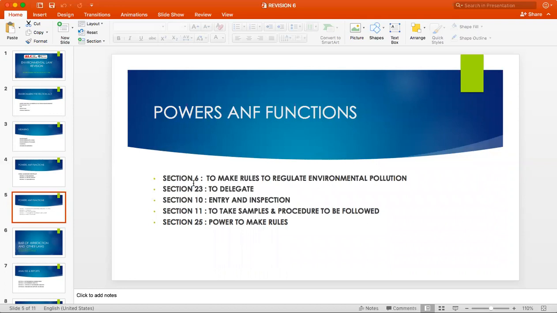We have seen how, under Section 6 and Section 25, the central government used this power and formulated the Environmental Protection Rules of 1986. Section 23 is the power to delegate such functions. Section 10 is entry and inspection. Sections 10 and 11 have to be read together. Entry and inspection are for taking samples, and the necessary procedures must be followed. Only then will the sample analysis be taken, and its results will be considered as evidence in any legal proceeding.